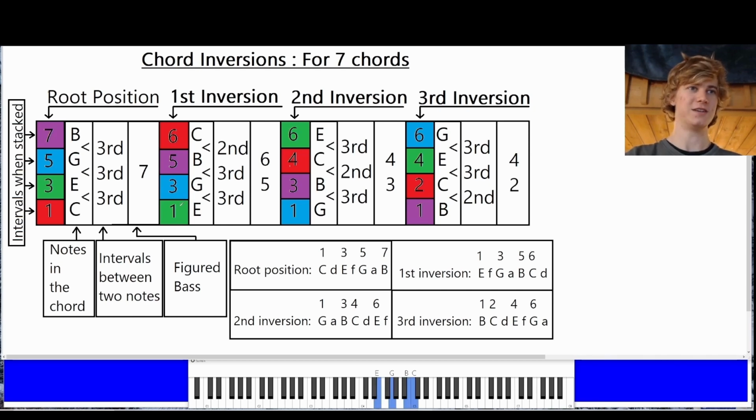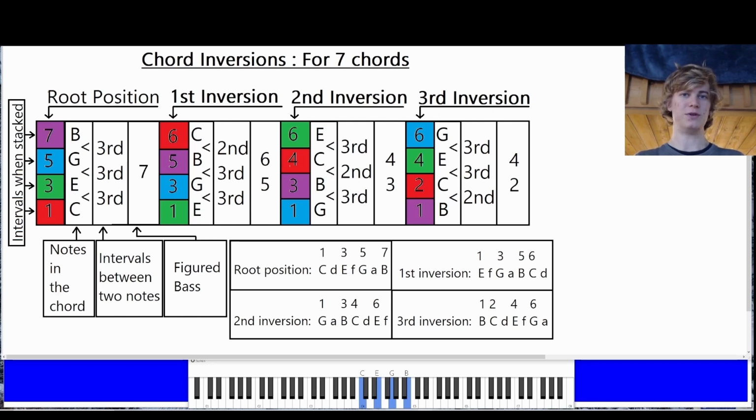Okay, so let's analyze that. Instead of a 1, 3, 5, and 7, now because those last two notes are right next to each other, I have a 1, 3, 5, and 6. As you can see, between my E and my G there's a third. Between my G and my B there's another third. Then between my B and my C there's only a second. So we have 1, 3, 5, 6: root, a third above that, a third above that, and then a second above that. Okay, now let's go back to the root position 7th chord.